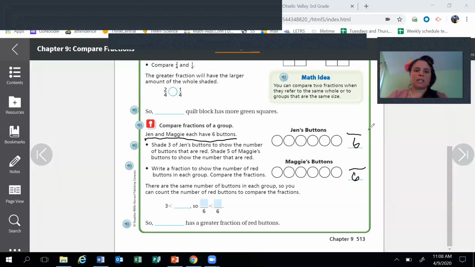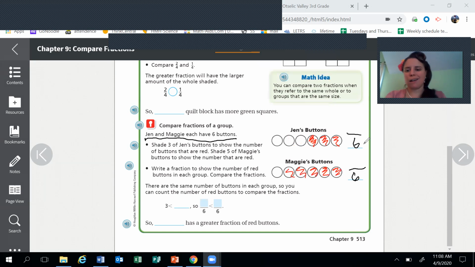Okay, so it says here, shade 3 of Jen's buttons to show the number of buttons that are red. Shade 5 of Maggie's buttons to show the buttons that are red. All right. Write a fraction to show the number of red buttons in each group. So we have 2 groups here. We have Jen's group and we have Maggie's group. And then we're going to compare the fractions.